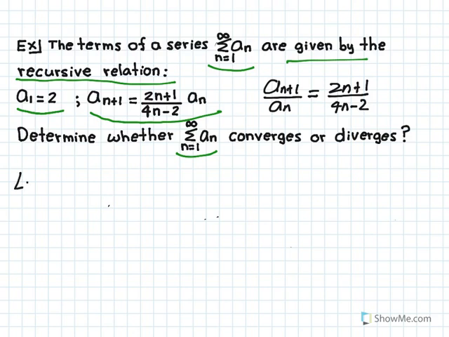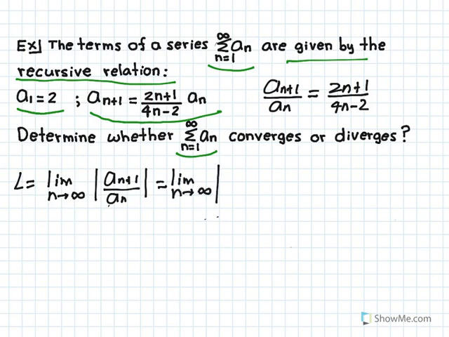So L is equal to limit n approaches infinity, absolute value of a sub n plus 1 divided by a sub n. This is equal to limit n approaches infinity of absolute value of 2n plus 1 divided by 4n minus 2.